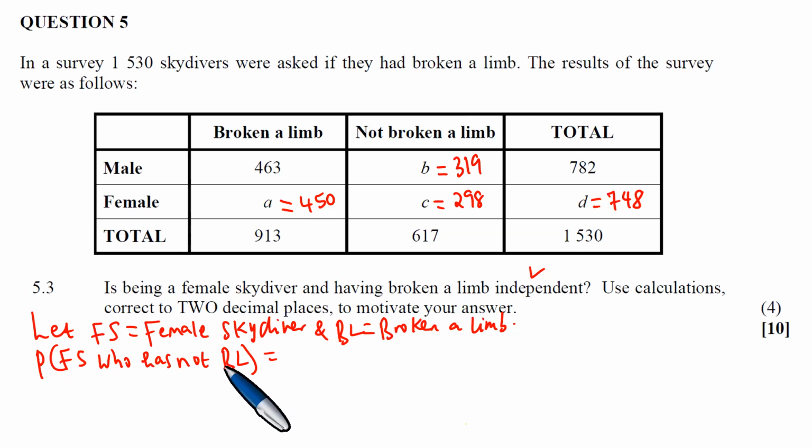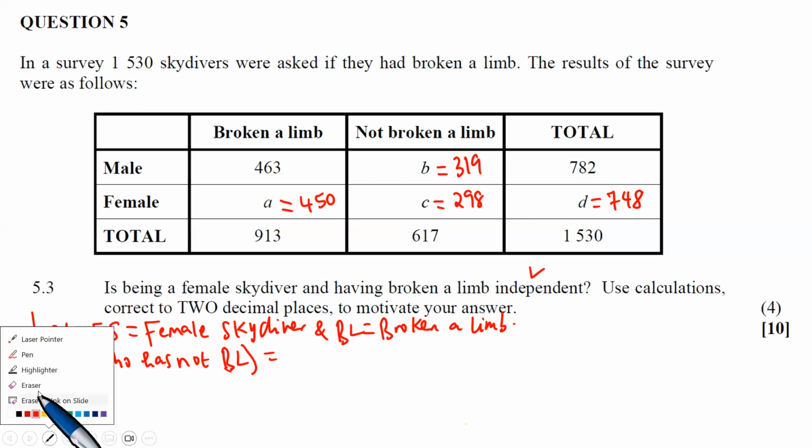Right, so we continue. At this point, a female skydiver who has not broken a limb is going to become what? Right, so you look at the female skydiver who has broken a limb. That's what I want to consider first. Female skydiver who has broken a limb.